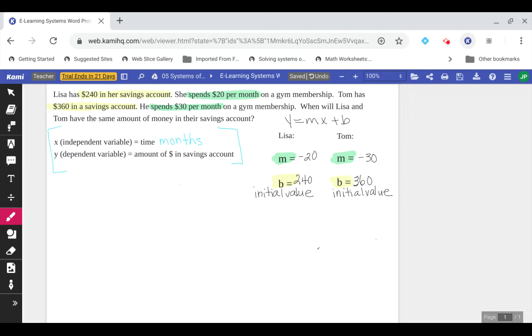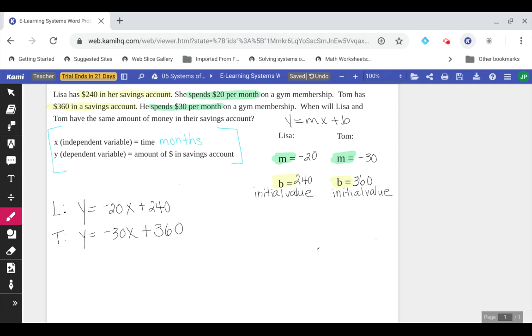Now we can go ahead and write an equation for both Tom and Lisa. Lisa's equation, since the amount of money depends on the amount of money she is spending per month and the initial value, this is her equation. Tom's equation would be this.